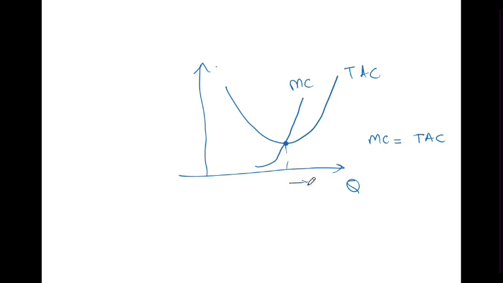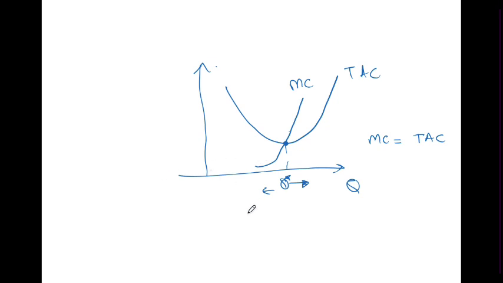Beyond this quantity, producing more than this will result in the marginal cost, the cost of producing an additional unit, becoming more than the average cost, therefore raising the average cost. And producing below this quantity, Q star, are places where the cost of producing an additional unit is less than the average cost that you were earlier incurring, and deciding to produce these quantities will result in average costs falling.